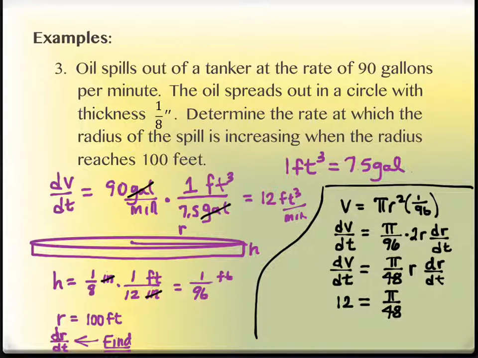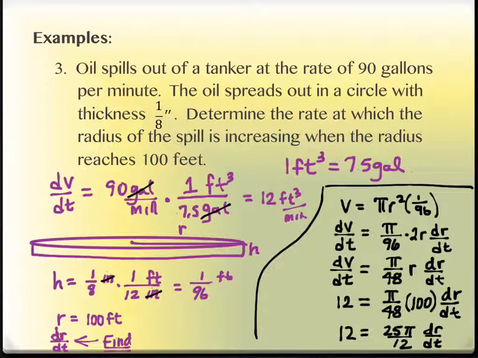What else can I put in? Yeah, the 100 for r. And dr/dt I don't have. That's what I'm looking for. Right? So we have 12 equals, let's see, 100 over 48 would be 50 over 24, divided by 4, 25 over 12, 25 pi over 12. You don't have to actually do that conversion, but I think that's right.